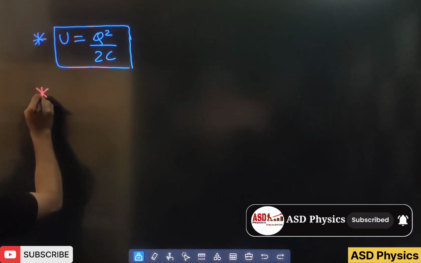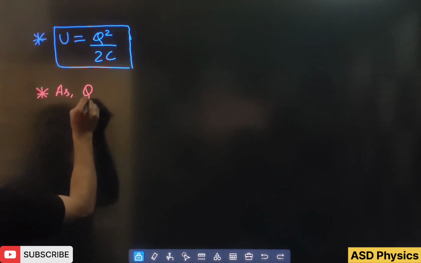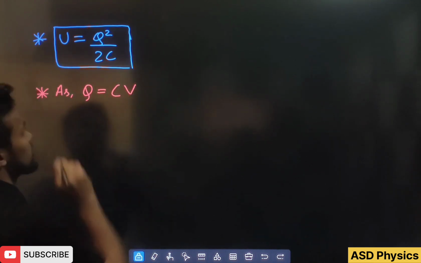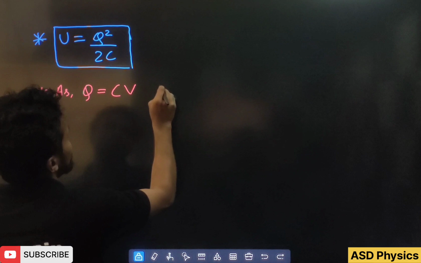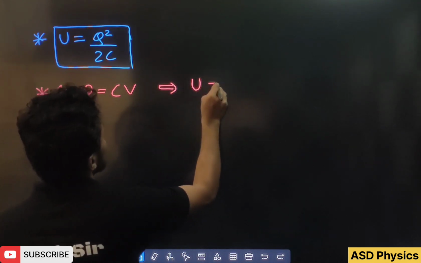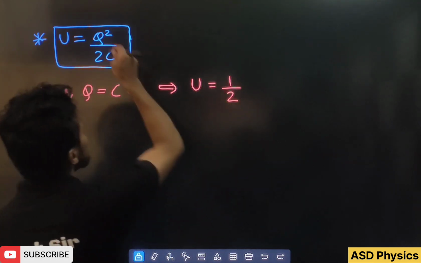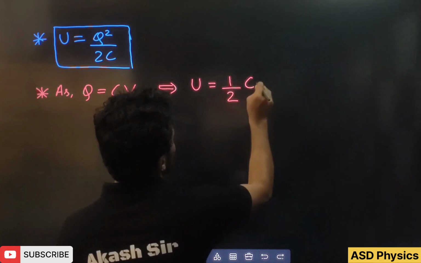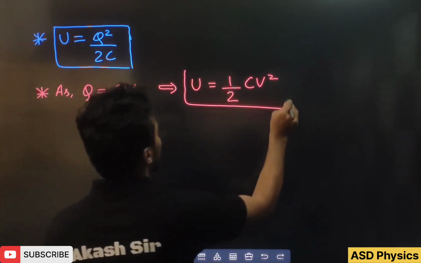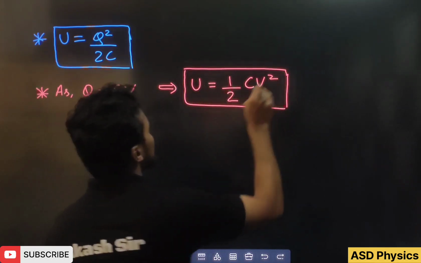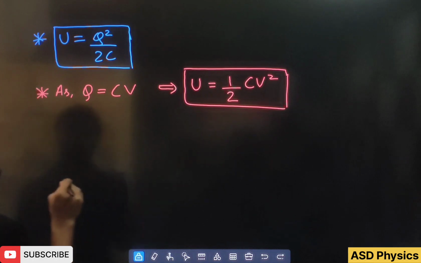After that, students, next one. This expression we can write in a number of forms also. We know very well that Q equal to CV. So if I put the value Q equal to CV, then this energy we can also write here as half CV square. Okay, this is another way to write the energy.